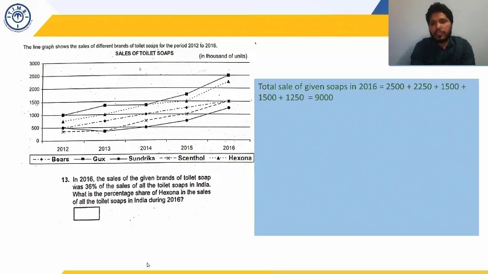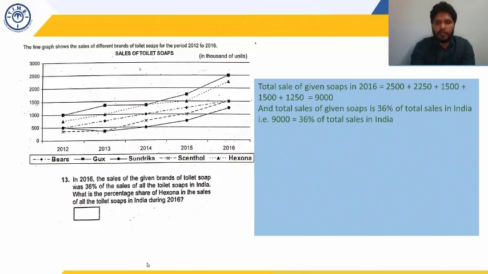So this 9000 is going to be 36% of total sales in India. Okay, so if 9000 is 36% of total sales in India, what is the percentage share of Hexona in total sales of India? So how much Hexona is produced? Hexona is a triangle, so it is between 2000 and 2500, so it is 2250. The sales of Hexona is 2250.